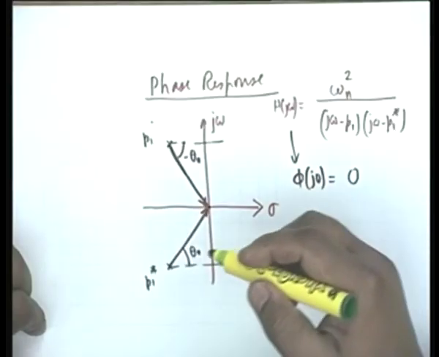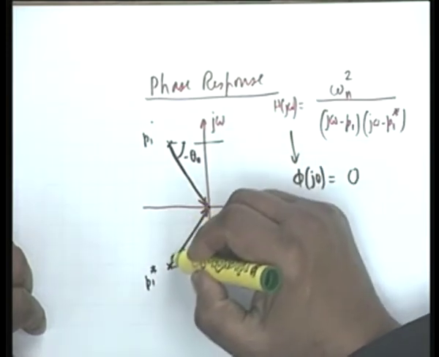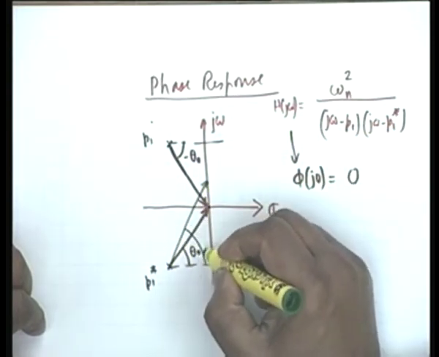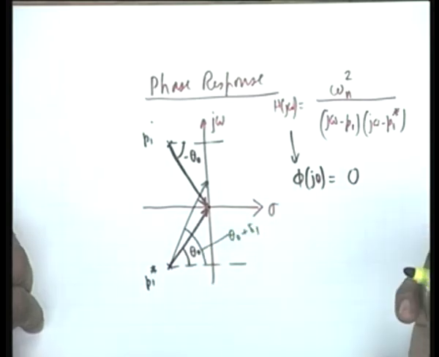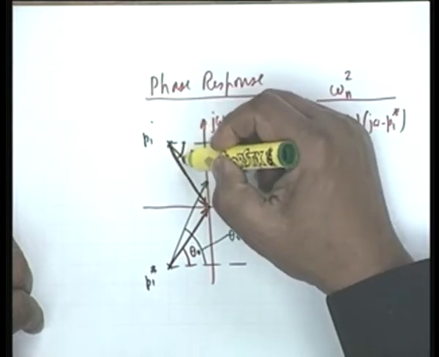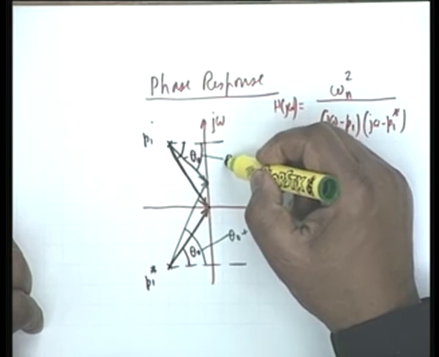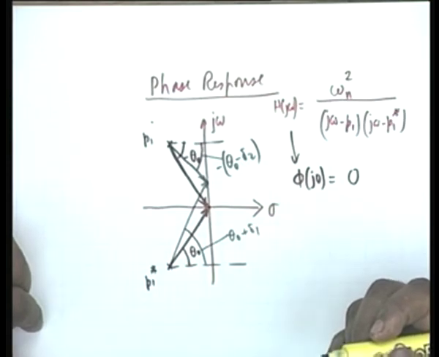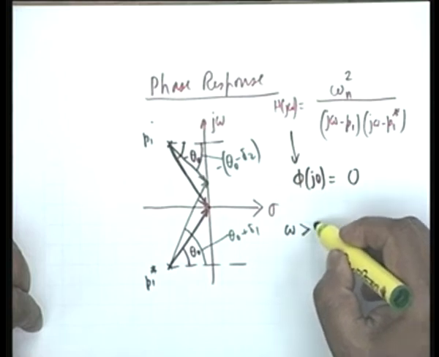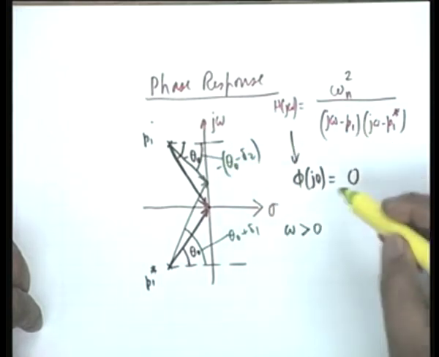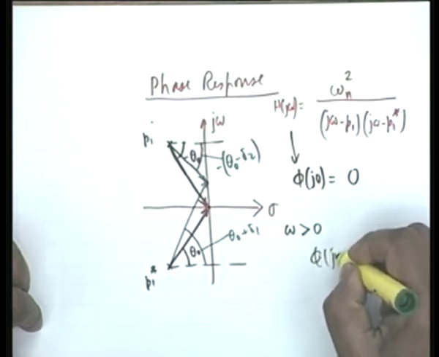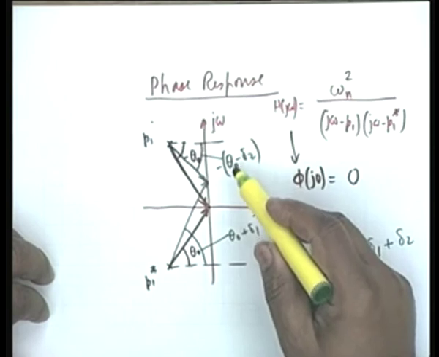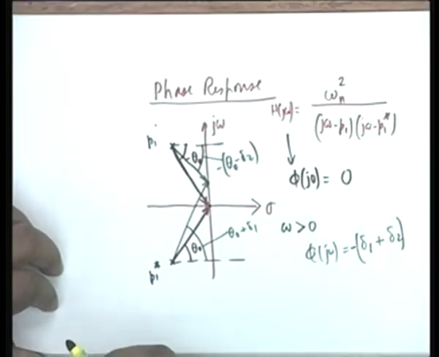Now if I take a frequency slightly away from the origin, let us say here, then what happens to this angle? This angle increases. Let us say this becomes theta 0 plus delta 1. On the other hand, this angle decreases. Let us say this angle becomes theta 0 minus delta 2. As omega is greater than 0, the sum of them, the phase, now becomes, with a negative sign, minus delta 1 plus delta 2. All right.